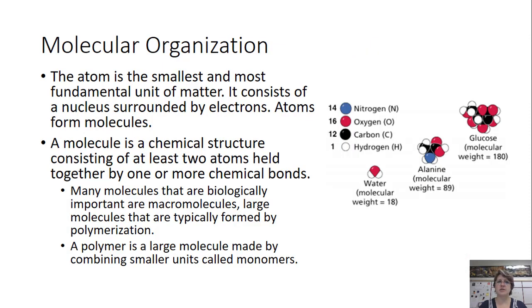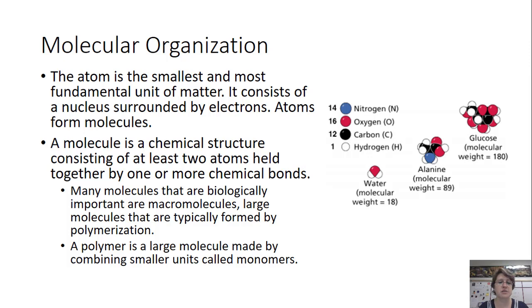At the molecular level, we talked about the fact that the atom is the smallest, most fundamental unit of matter. It is not the smallest living thing. An atom consists of a nucleus surrounded by electrons, and atoms bond together to form molecules. A molecule is a chemical structure consisting of at least two atoms held together by one or more chemical bonds.